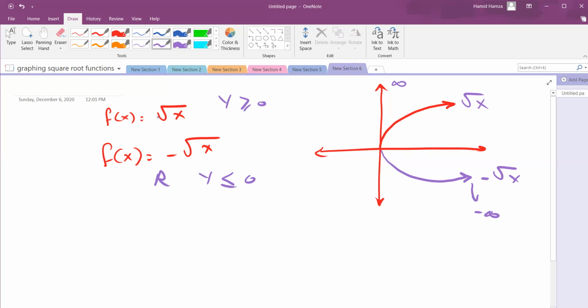So if the root is positive, the range will be y greater than or equal to the number outside the bracket. If the root is negative, y less than or equal to the number outside the bracket, guys. The number outside what? The bracket.